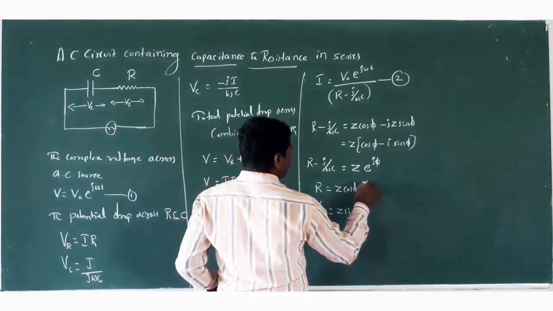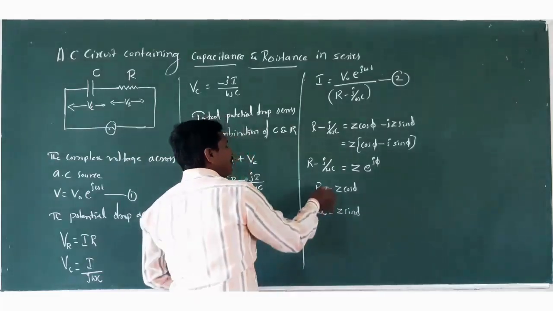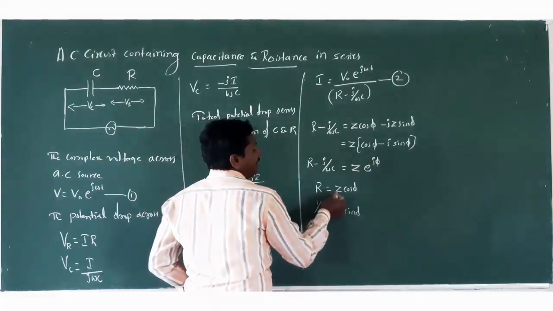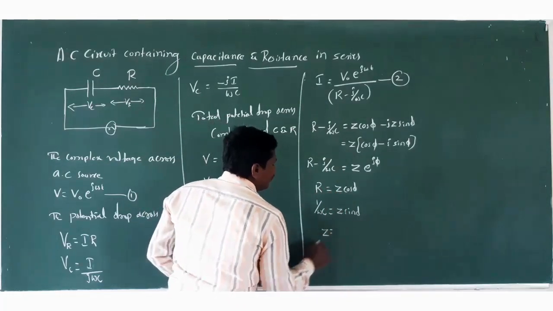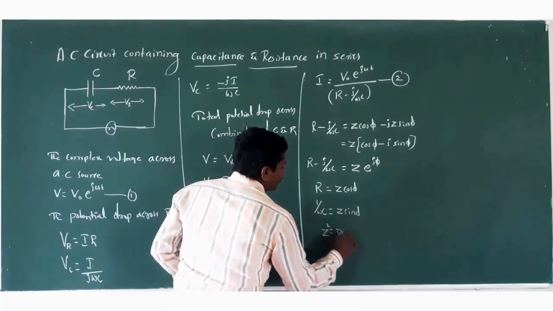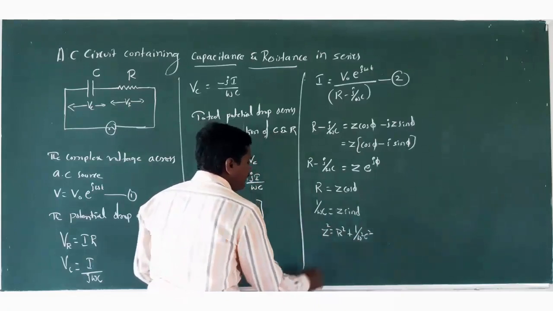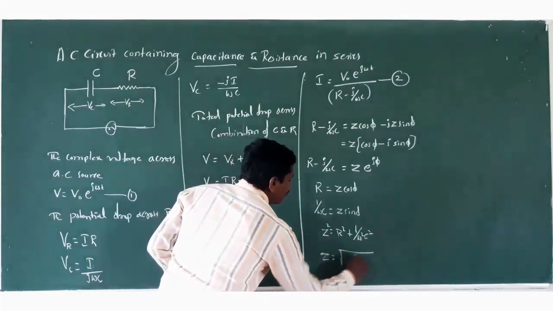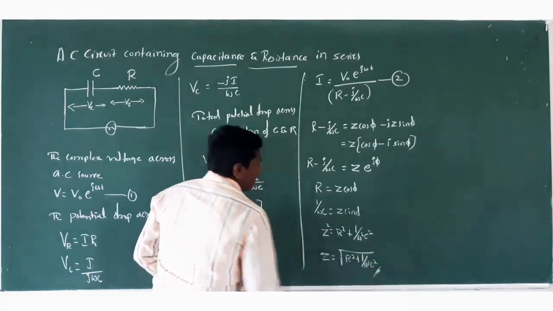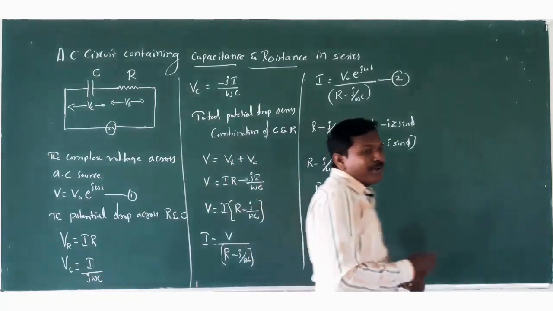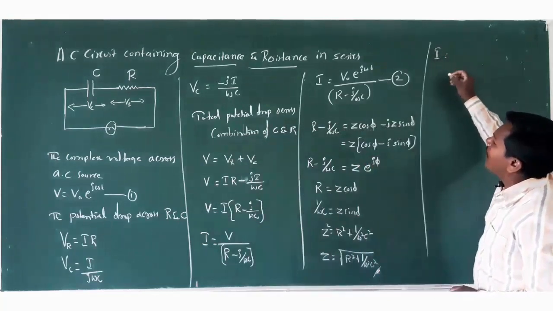So let us consider these two equations, R and 1 divided by omega c. If we square and add these two expressions, we get z square is equal to R square plus 1 divided by omega square c square, and here z is equal to square root of R square plus 1 divided by omega square c square, and this expression represents the impedance of the AC circuit.